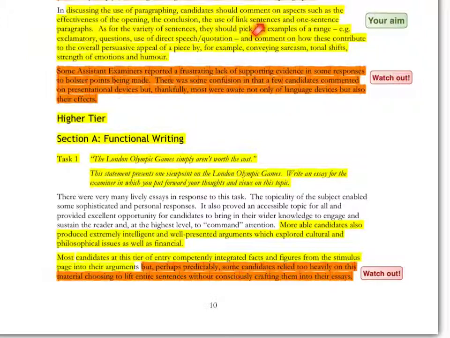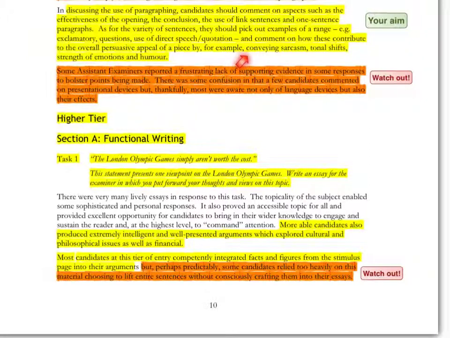Linked sentences, because are they using discourse markers, furthermore, however, to tie your paragraphs together and to show development of the piece. And one sentence paragraphs for impact. And also looking for a variety of sentences, exclamatory, questions, use of direct speech, quotation, and not just pointing them out but saying how it adds to the overall persuasive appeal of the piece.